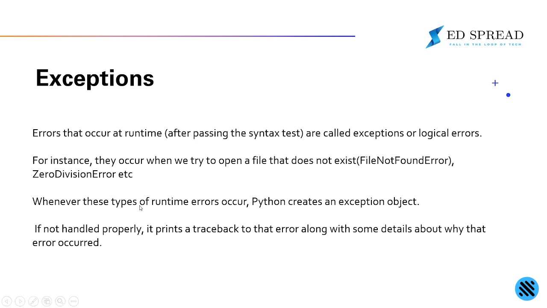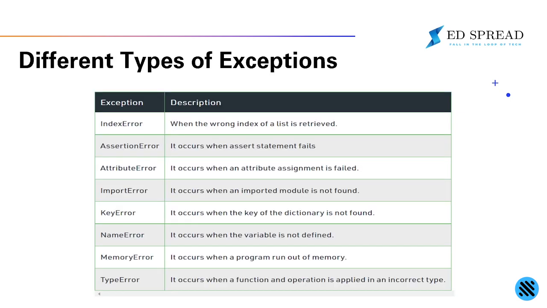Whenever these types of runtime errors occur, Python creates an exception object. Because the error occurs at runtime, that is while the code is running, it is known as a runtime error. If it is not handled properly, it prints a traceback of the error along with some details about why that error occurred. On the terminal we get a message along with details of what has gone wrong. So these are the different types of exceptions.